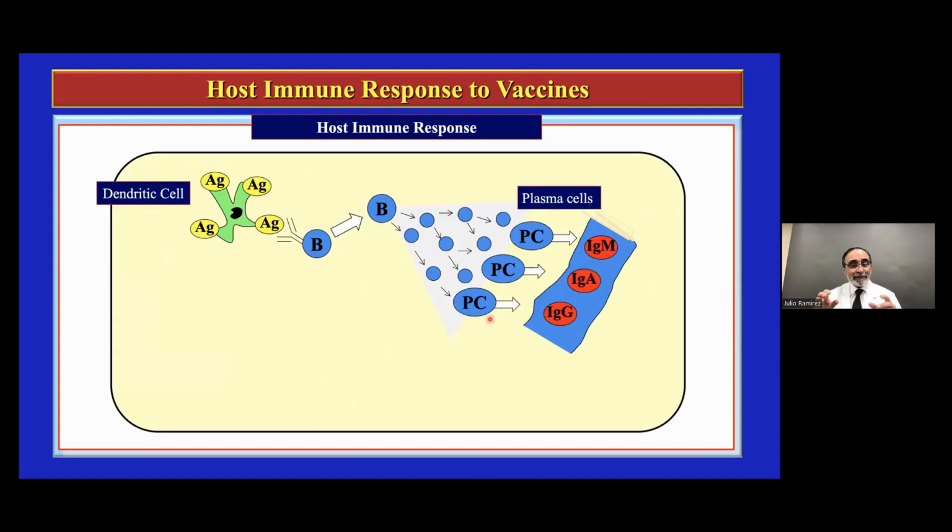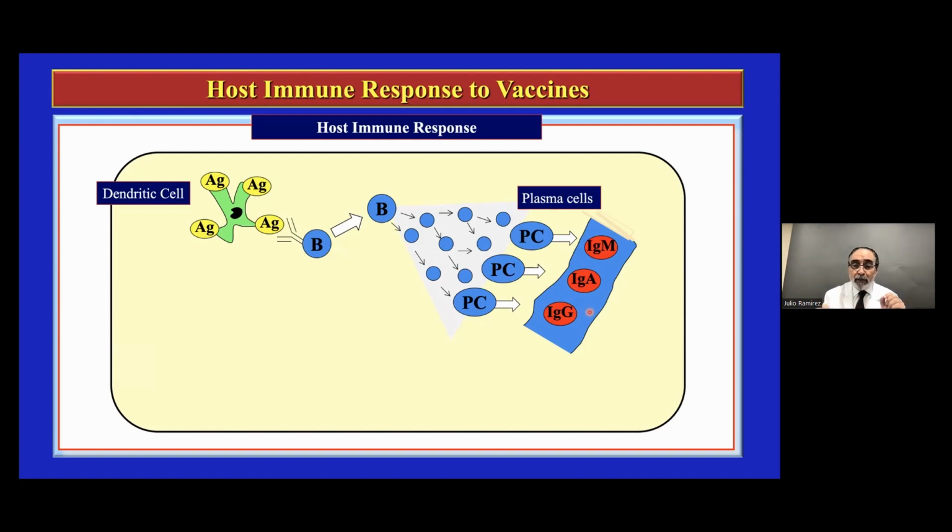If this antigen is a polysaccharide, meaning that the antigen is not presented with one of our major histocompatibility complex proteins, that's presented by itself. The B cells are going to be activated. The B cells are going to move into plasma cells, and the plasma cells are going to produce antibodies. And the antibodies are immunoglobulins, and the immunoglobulins could be IgG, IgA, or IgM. This will be a dendritic cell arriving to the lymph node with a non-protein antigen.